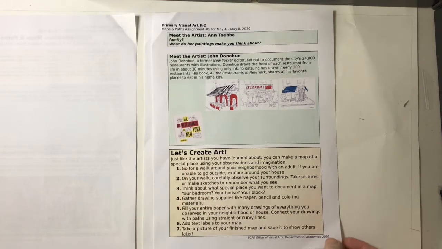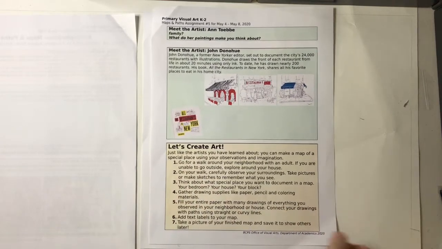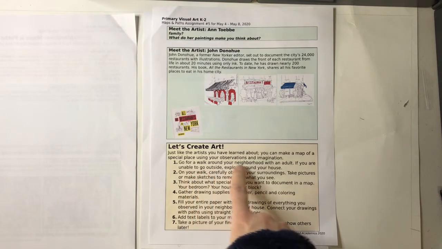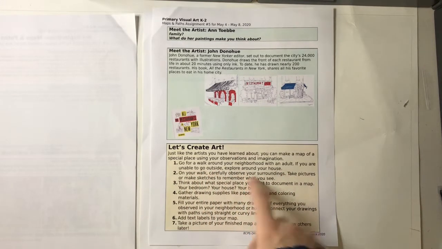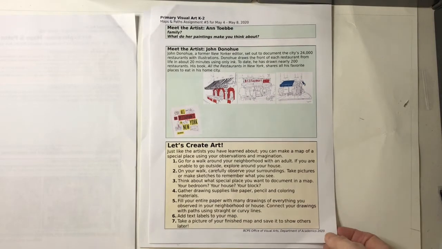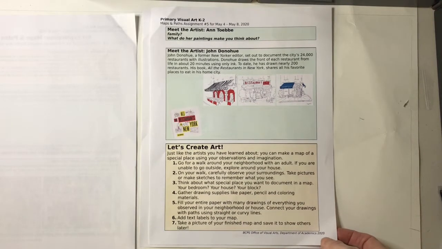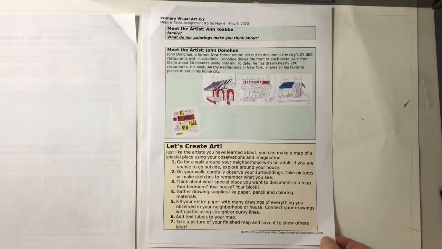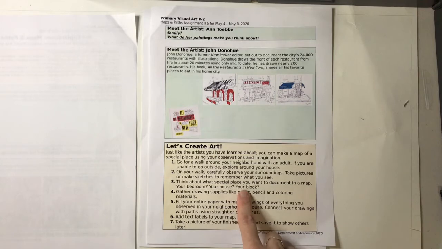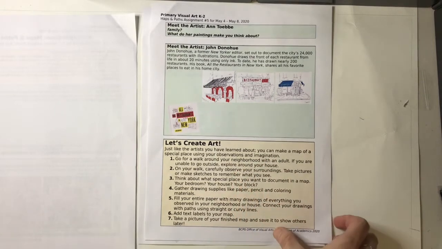So it says, let's create art. Just like the artist that you've learned about, you can make a map of a special place using your observations and imagination. Go for a walk around your neighborhood with an adult. If you are unable to go outside, explore around your house. On your walk, carefully observe your surroundings. Take pictures or make sketches to remember what you see. Think about what special place you want to document in your map. Your bedroom, your house, your block. For me, it would be maybe my court.